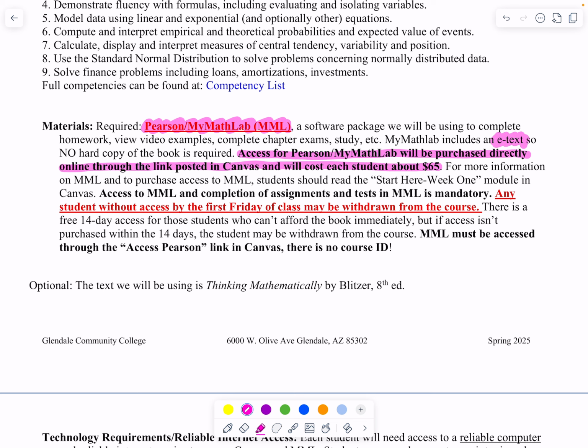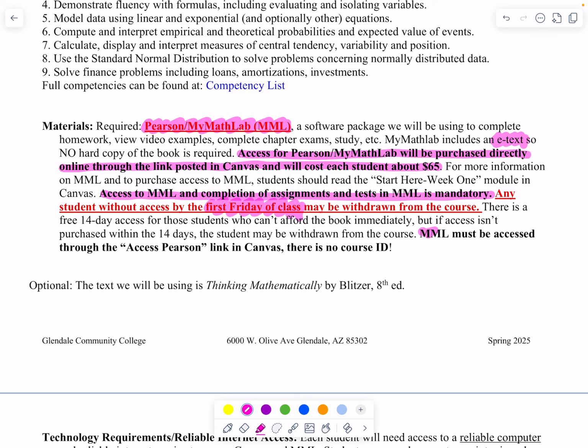We will be starting homework as soon as possible during that first week, so access to My Math Lab is mandatory in order to be able to do all of your assignments and must be purchased by the first Friday of class or you'll be withdrawn from the course. So it's super important that you get in, you get access, you can play around with it and get comfortable so you know where to find everything in not only Canvas but also in My Math Lab. Now, if you can't afford the $62 right away, everybody should be able to get access right away, at least using the 14-day temporary access that they grant you. But within those 14 days, you will have to purchase the permanent code so that you can stay in the class and continue to do your homework.